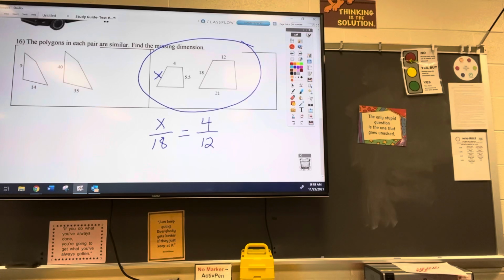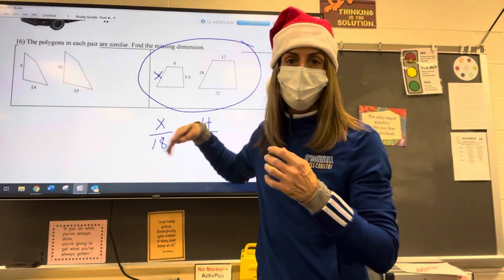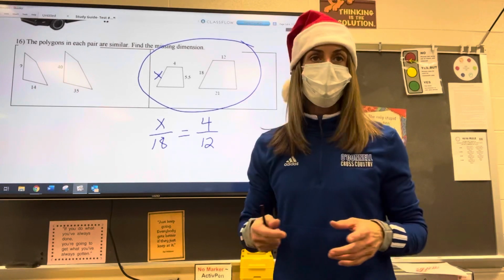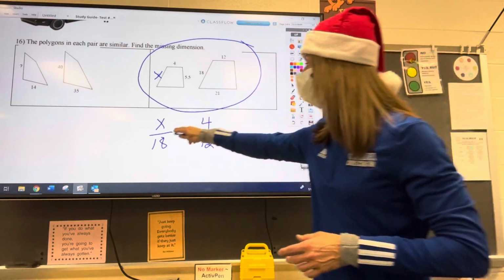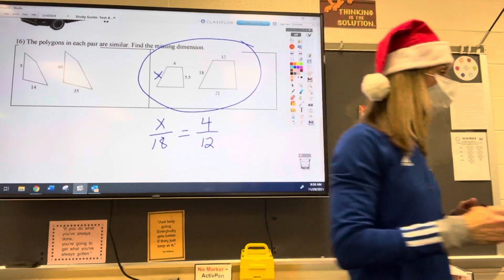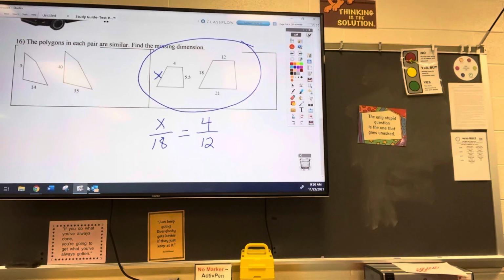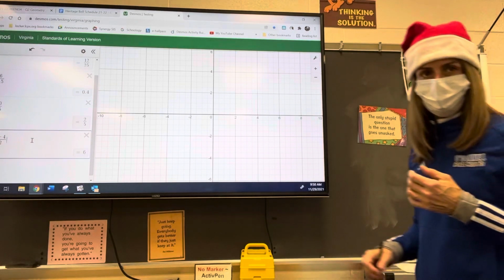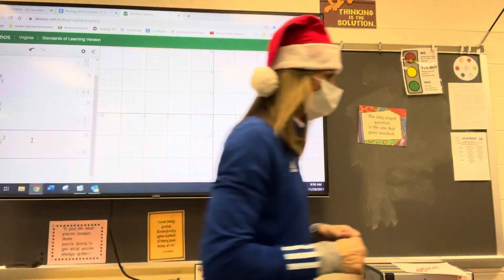That is the number one mistake in doing these problems, putting the 12 over the 4 by accident. So just be careful about that. Now break out your calculator, cross multiply, divide. It's going to be 18 times 4 and then divide by 12. I put the division sign first because that's what Desmos likes. I'm getting 6. Are you going to get 6? Yeah, I got 6.